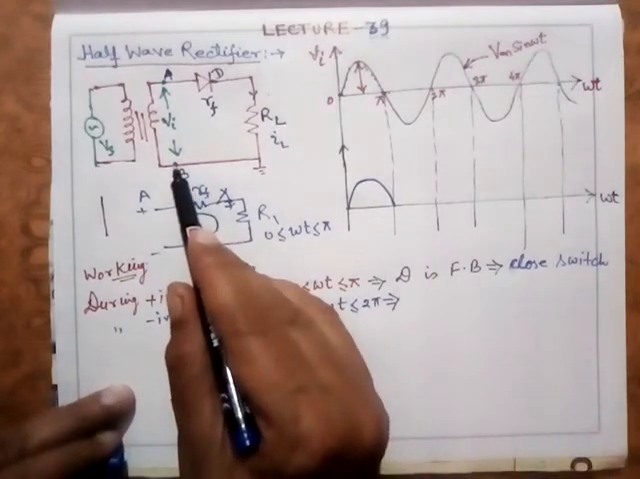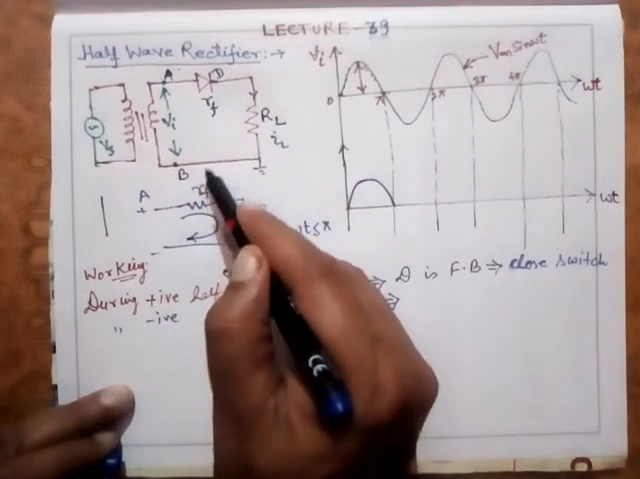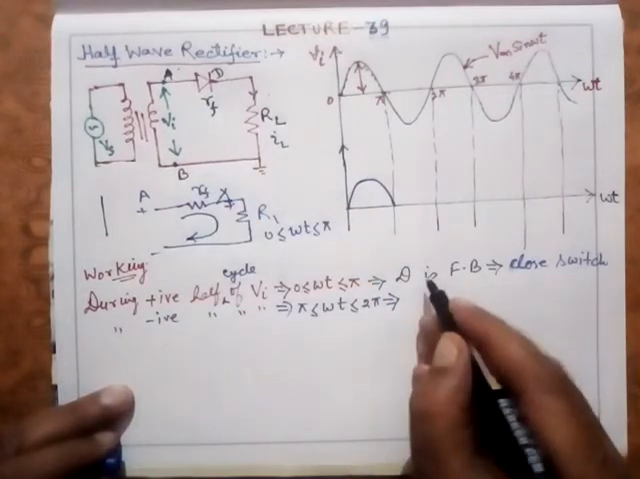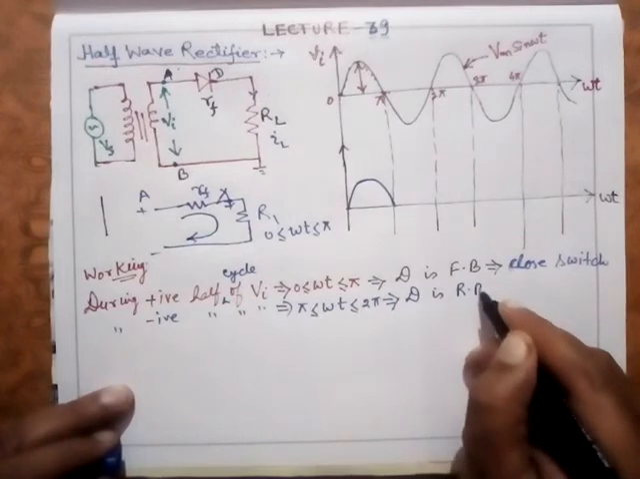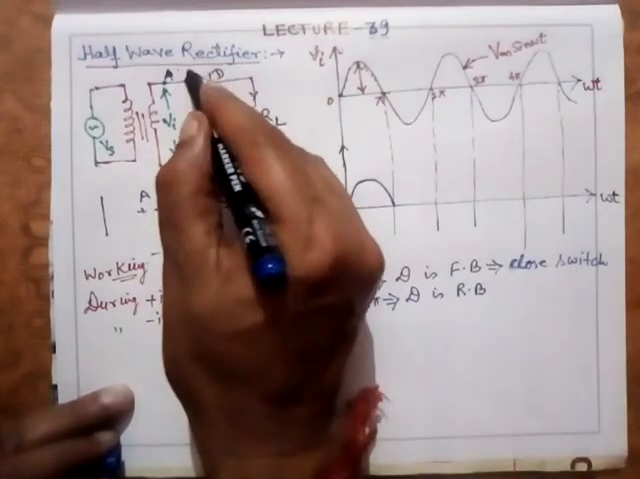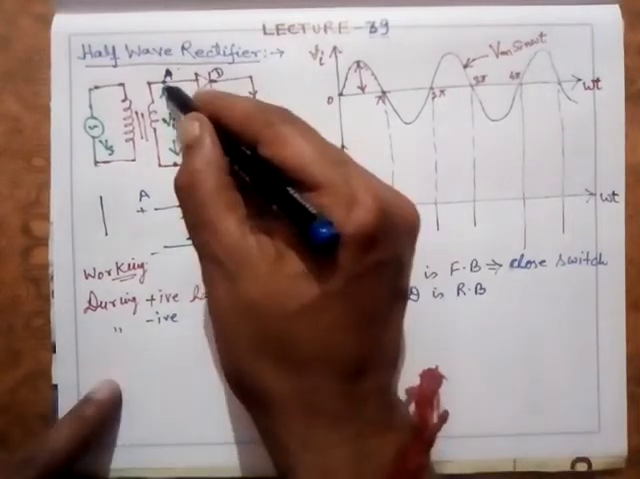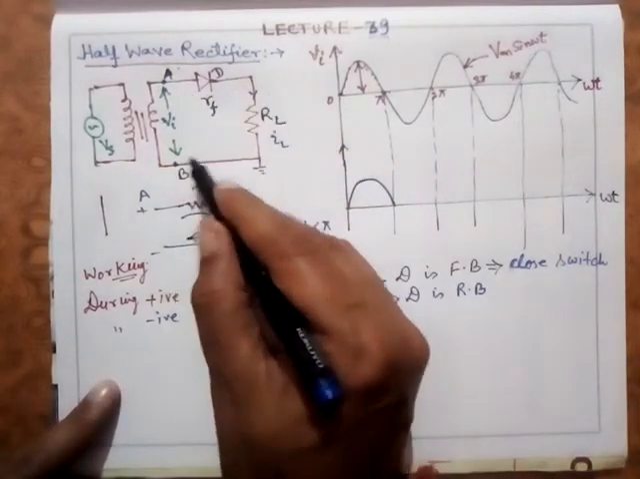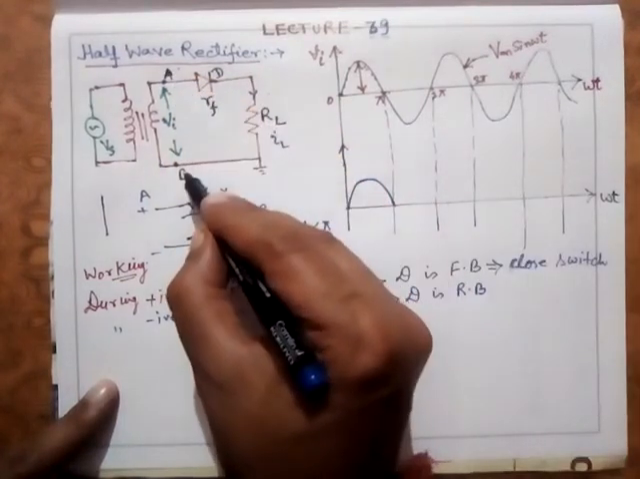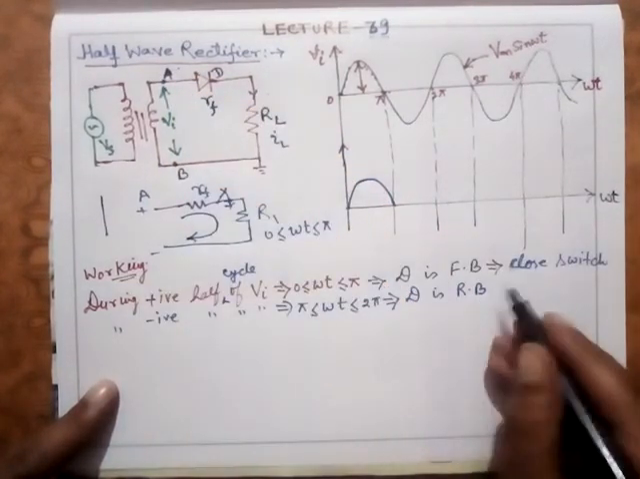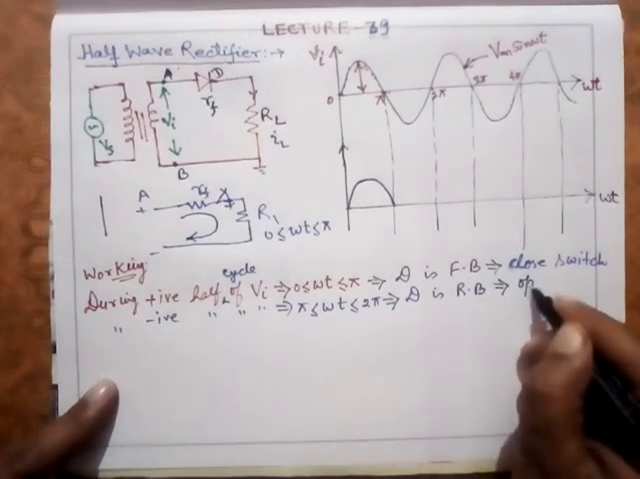A becomes negative now and B is positive. So it means that diode D is reverse biased. In the earlier case, A is positive with respect to B. Now B is positive with respect to A, meaning A is negative with respect to B. It means this diode is reverse biased and it acts as an open switch.